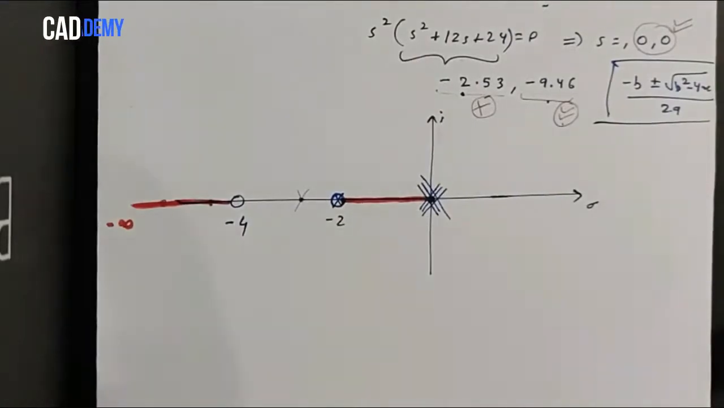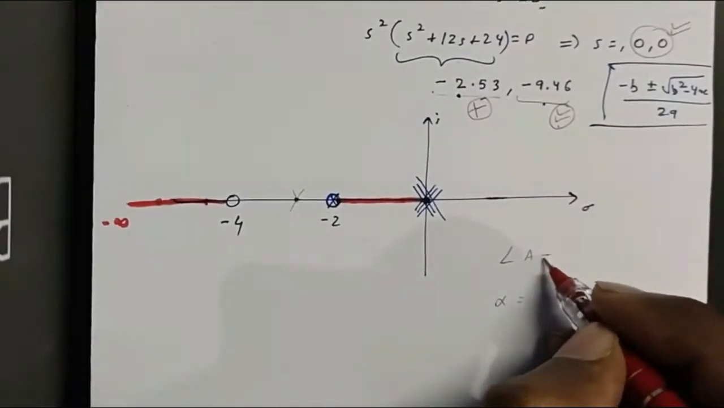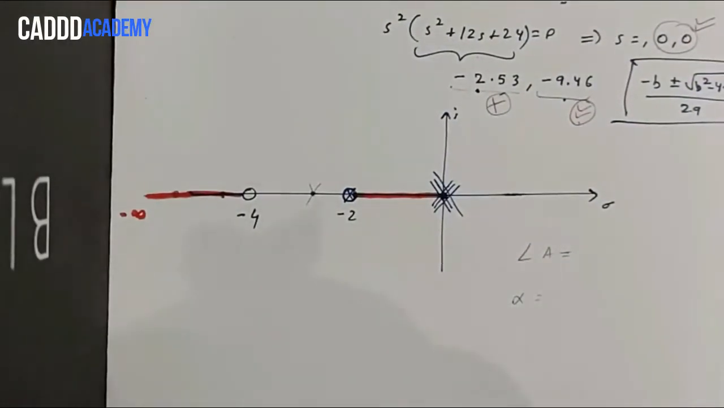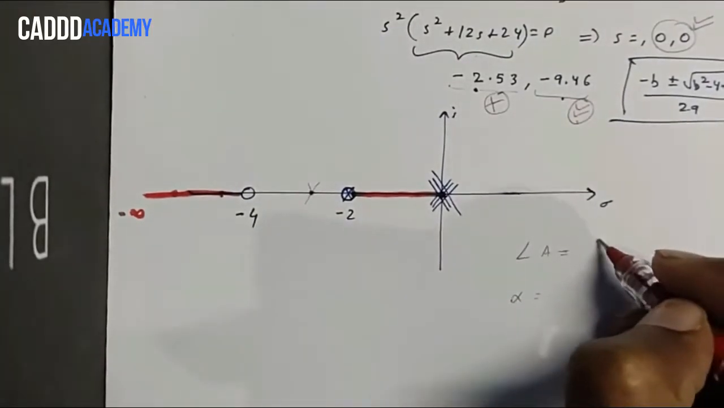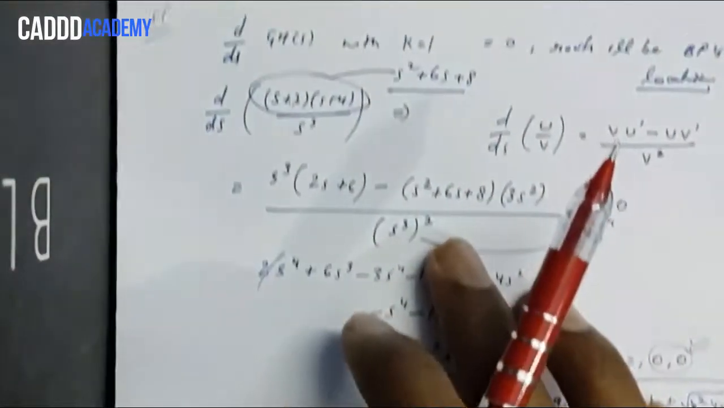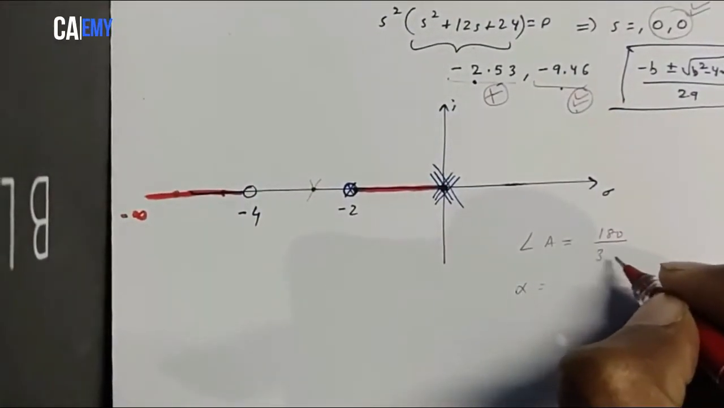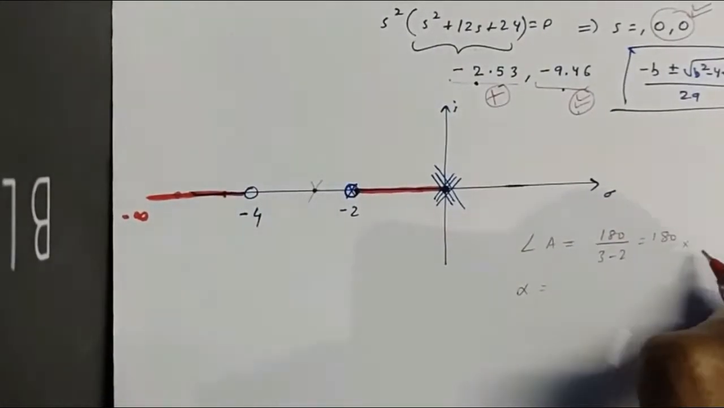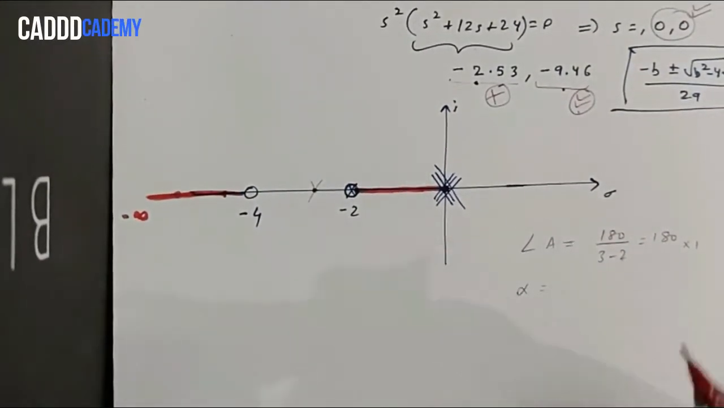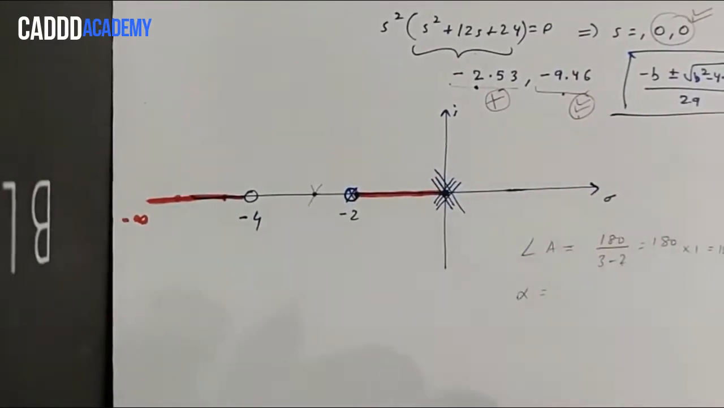Now we will calculate the angle of asymptote and the centroid location, so that we can draw the root locus diagram. For the angle of asymptote, we do 180 divided by the number of poles minus the number of zeros. We have three poles and two zeros, so 3 minus 2, and we multiply 180 with odd numbers, only once, because p minus z is only 1. So we have 180 degrees as the angle of asymptote.